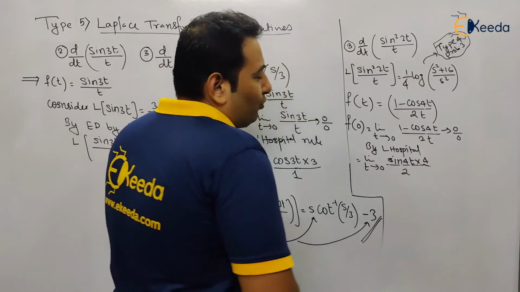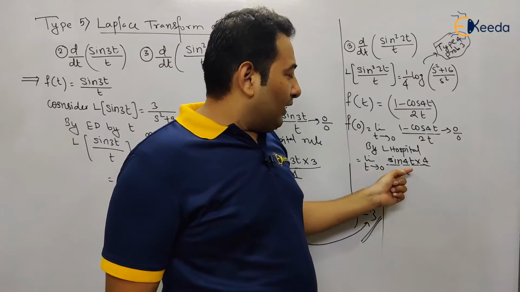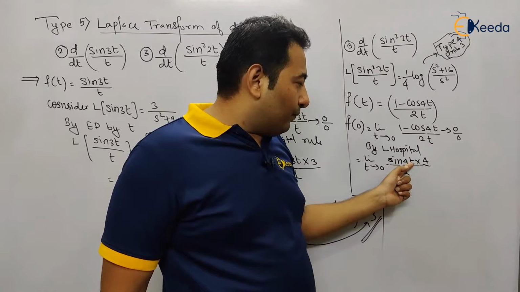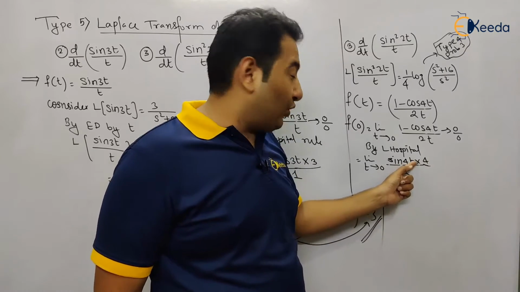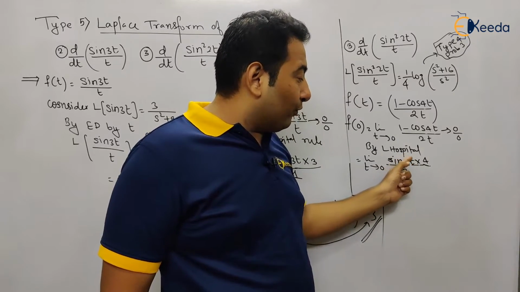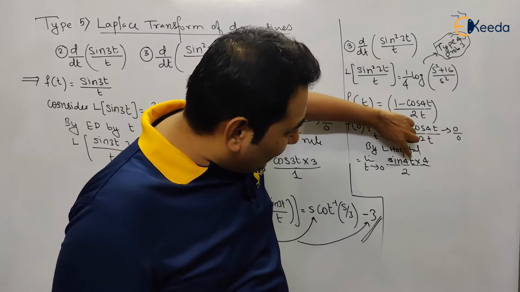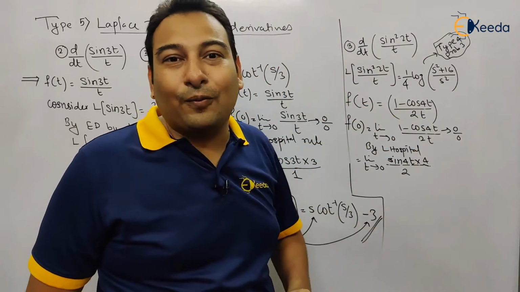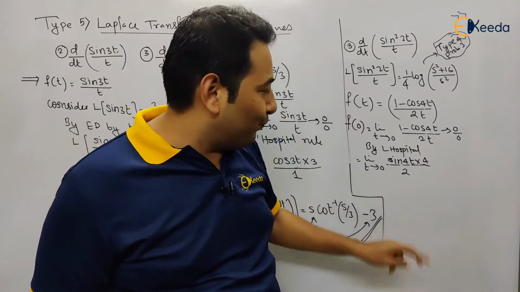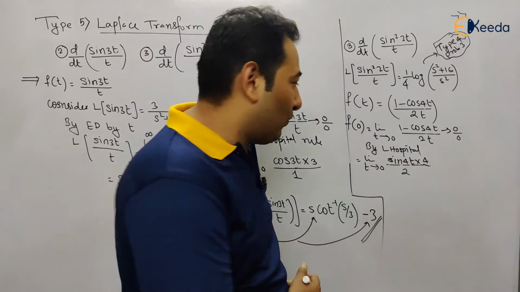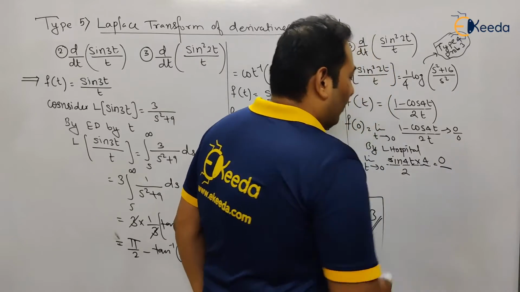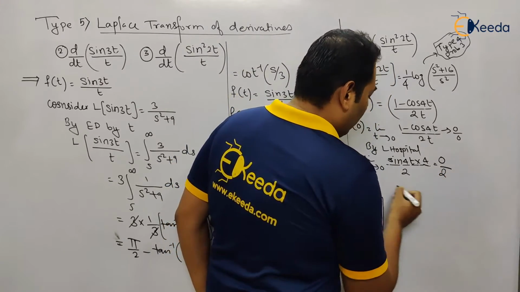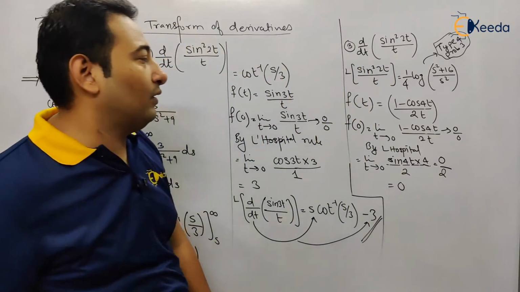Let us put t equal to 0. If we put t as 0, this will become 4 into 0, so this angle will become 0. This will become sine 0, and what is sine 0? 0. 0 into anything is 0. Upon, in the denominator we have 2, so that is 0.